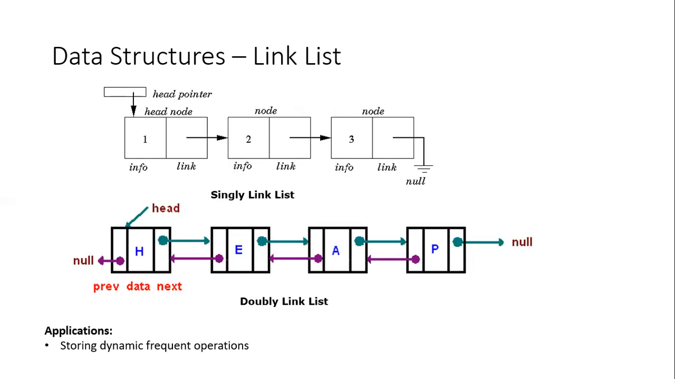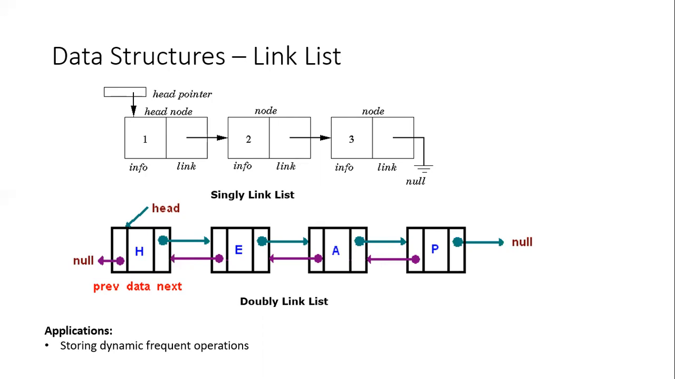Then comes the linked list. A linked list is a list where the next element is connected with the previous element. So this is an example of a linked list. This is a simple linked list or singly linked list, where there is some information and the link points to the next element. Then there is the doubly linked list, which is connected to the next and the previous one. The applications are storing dynamic data with frequent operations.